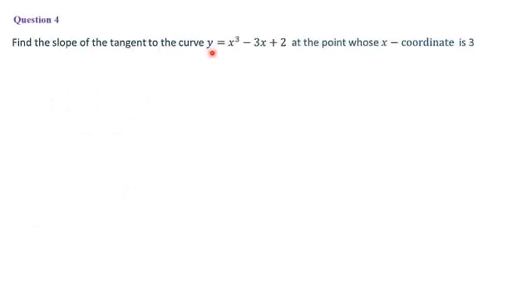Move on to question number 4. Find the slope of the tangent to the curve y is equal to x cube minus 3x plus 2 at the point whose x coordinate is 3. This is just similar to the previous question. Try it as homework.